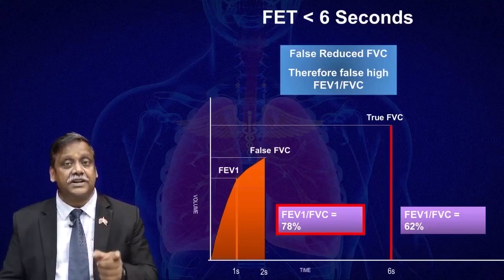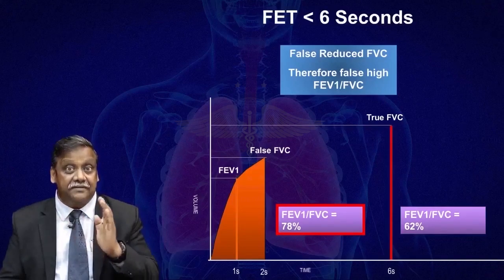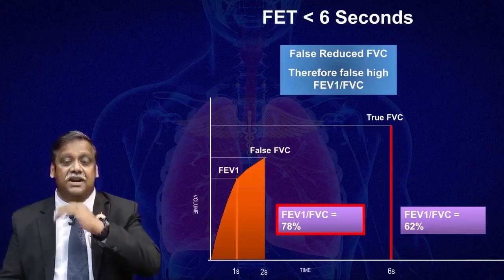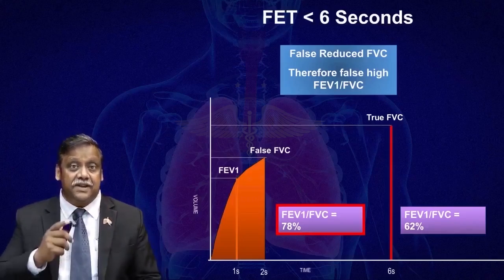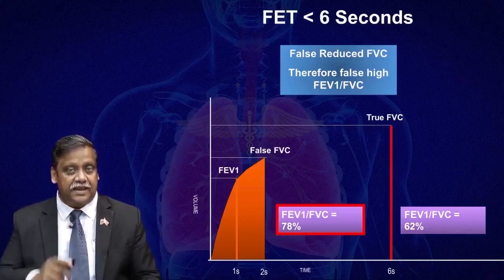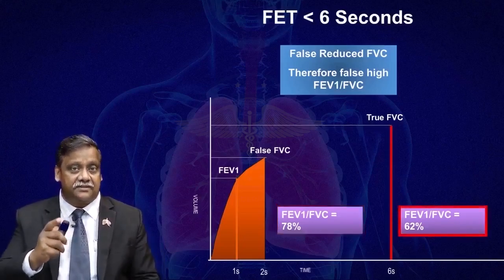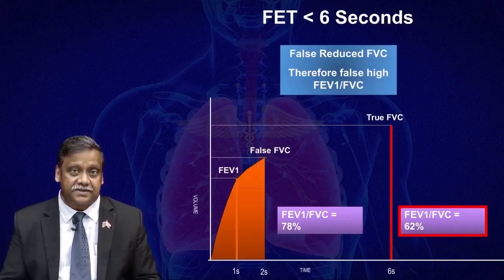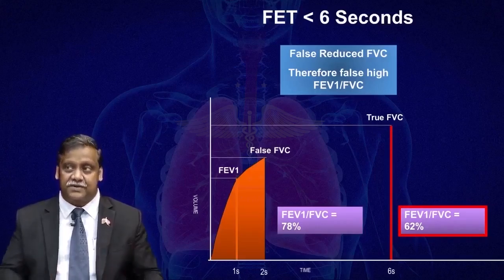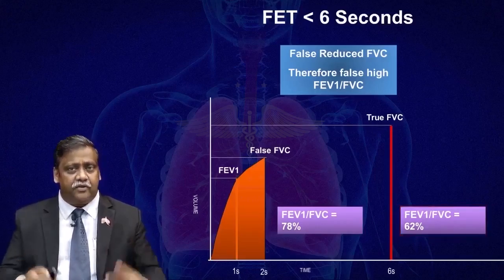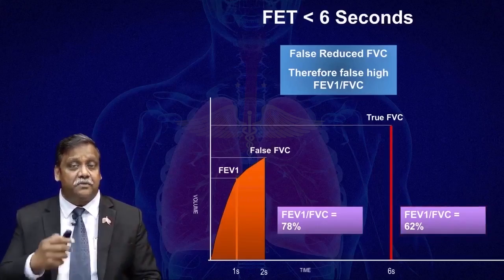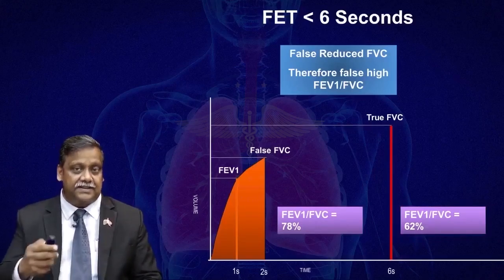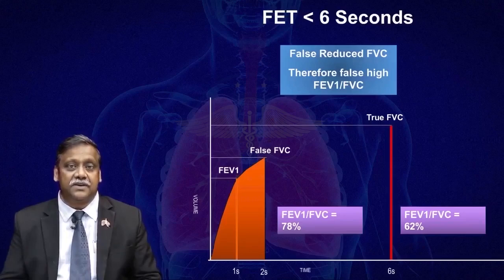Now, had this patient continued to blow for 6 seconds, the FVC would have been much higher, as you can see over here. That would have been the true FVC. And now if you look at the ratio between FEV1 and FVC, you will see that it is less than 70%. Now you are making the correct diagnosis. Therefore, if you do not blow for 6 seconds, then you will certainly make a wrong diagnosis in these patients.